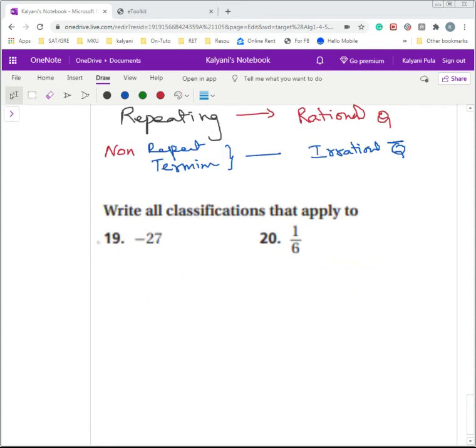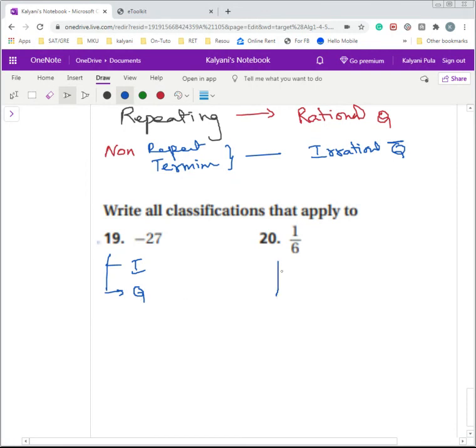Okay, let's try this one, number 27. What do you think this is? You guys can show it up. Integer. Integer, yes. Whole number. Whole number, it only starts from 0, okay? Oh, sorry, it can be a negative number. It can be rational, yes, that's true. That's it, those two.